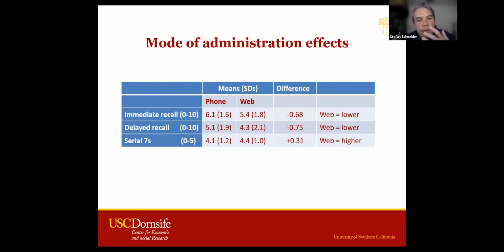This is an illustration of how the mode of administration can affect your scores. These are the scores for immediate recall, delayed recall, and the serial sevens on the phone and on the web for the same individuals.